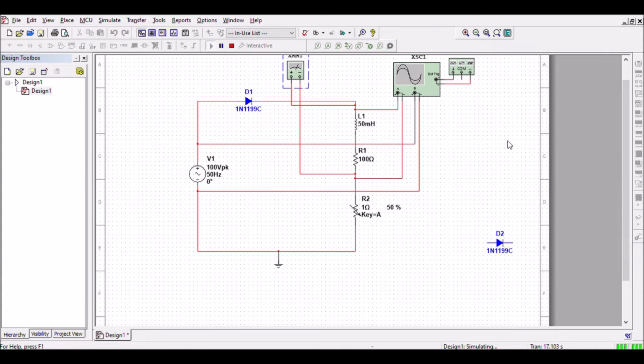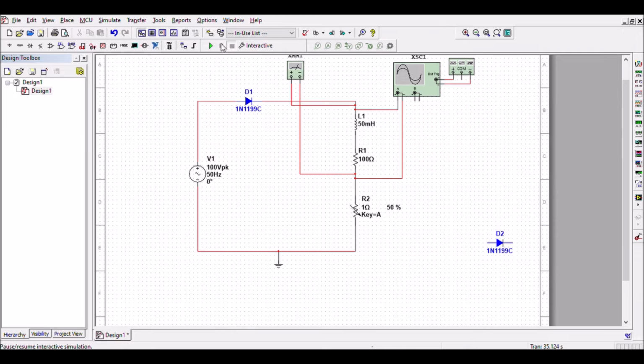Okay, next we can see for waveform. This is for V in. Next we can see for V out waveform.